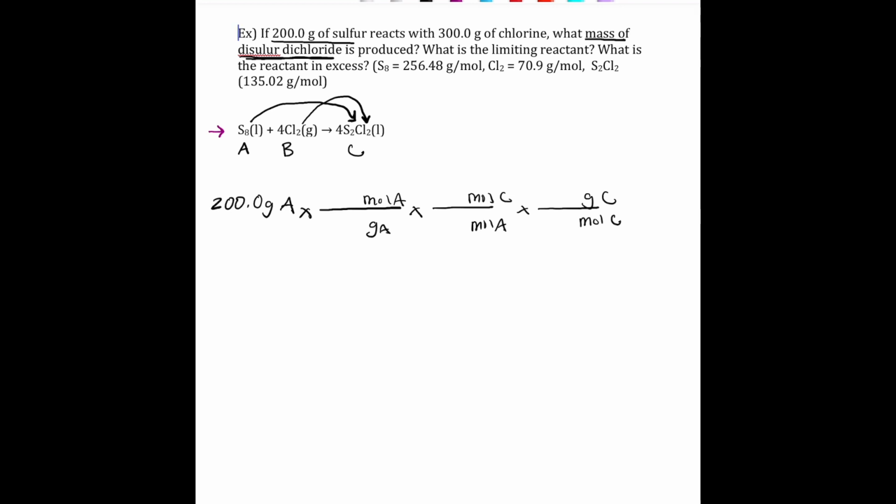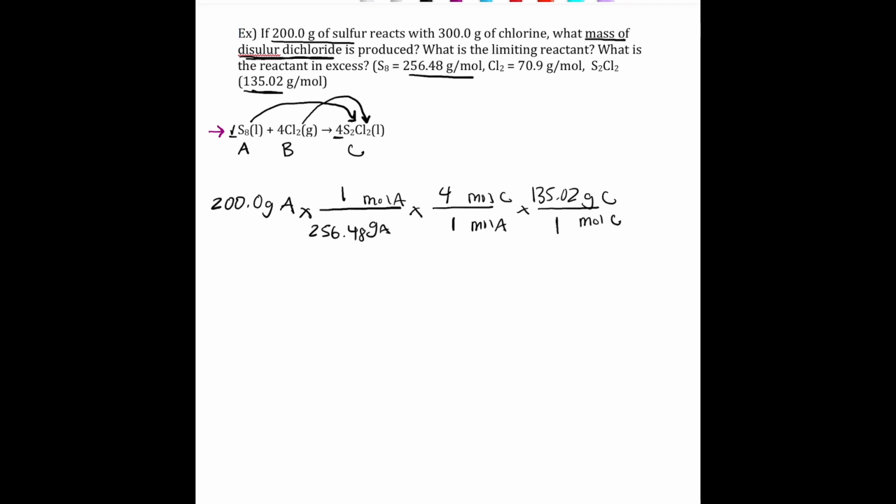The molar mass of A is given right here. 256.48 grams are in 1 mole. Our mole ratio is going to come from the balanced chemical equation. So we have a 1 here in front of the sulfur, and we have a 4 in front of our disulfur dichloride. Then the molar mass of disulfur dichloride is right here. So 1 mole of disulfur dichloride is 135.02 grams.